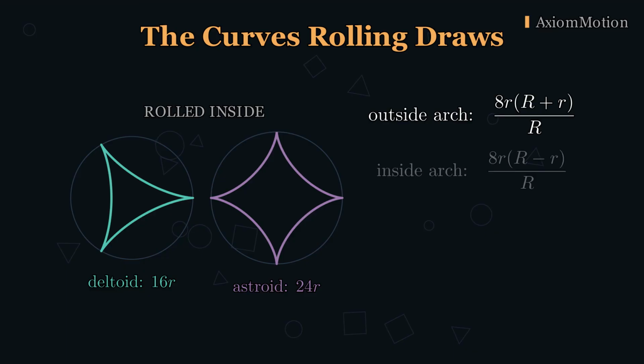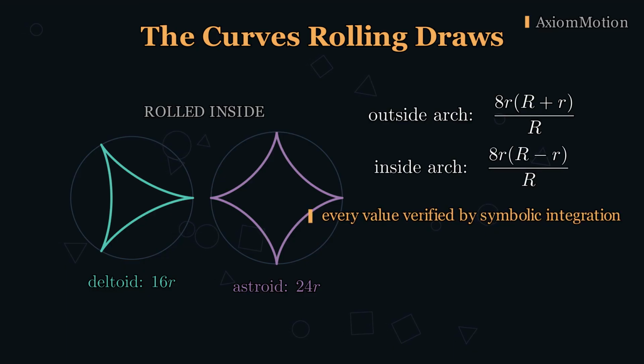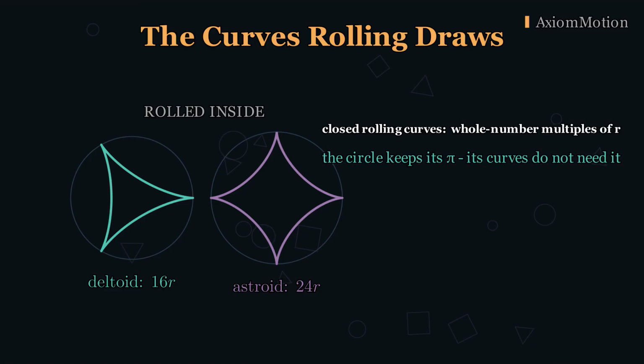All of these fall out of one matching pair of formulas. An epicycloid arch has length 8r times capital R plus r over capital R. And the same expression with a minus sign covers the inside rolling curves. Every number on this screen was verified by symbolic integration before a single frame was animated. Straight roads, round roads, outside and inside. Rolling turns circles into a family of curves whose closed forms are whole number multiples of the rolling radius. The circle keeps its pi. The curves it draws do not need it.